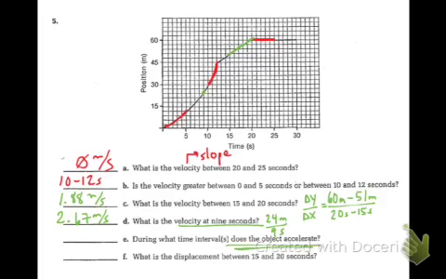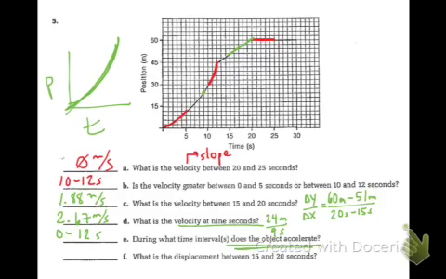During what time interval does the object accelerate? So we're dealing with a position versus time graph. If we're dealing with acceleration, our position versus time graph has a curve to it. So they're asking, where is this graph curved, if it's curved at all? So our time interval happens to be between 0 and 12 seconds.